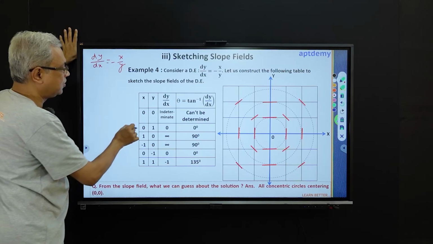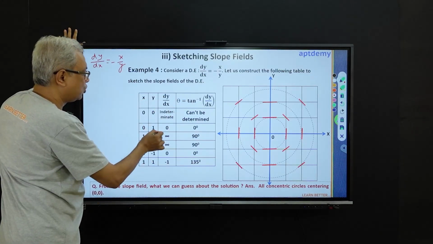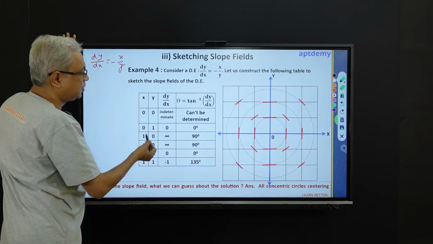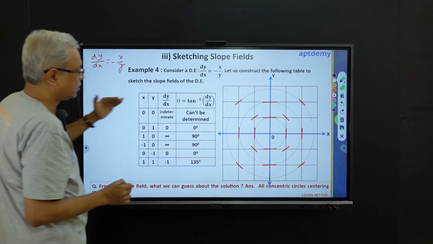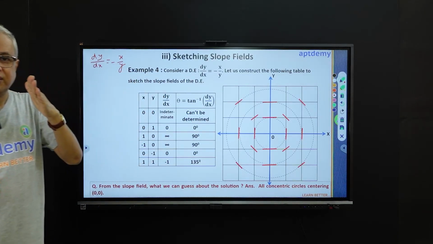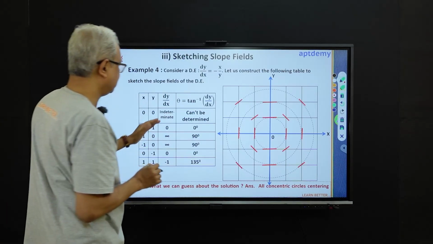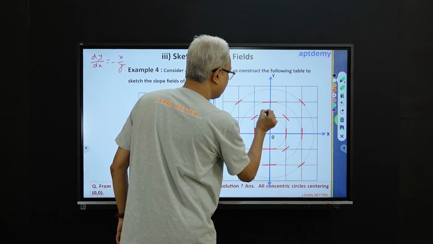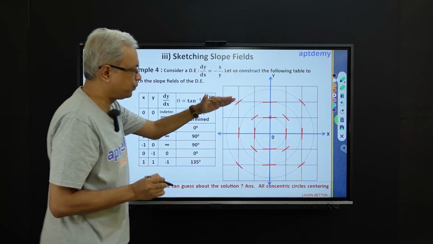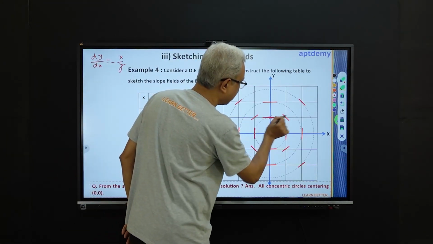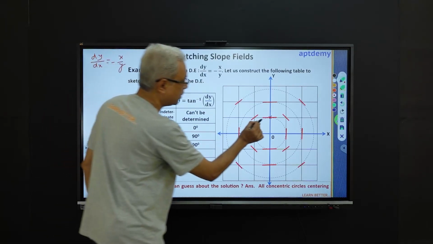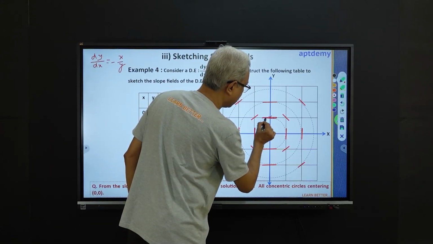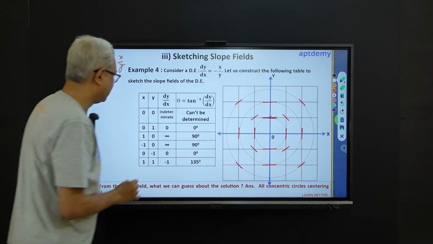The 0, 1 point, x equal to 0, y equal to 1. So dy dx is 0. That means the tangent will make an angle of 0 degrees. That means the 0, 1 point means this point. So the slope field will look like this, making an angle of 0 degrees. This is the slope field, the tangent line, this is the line.